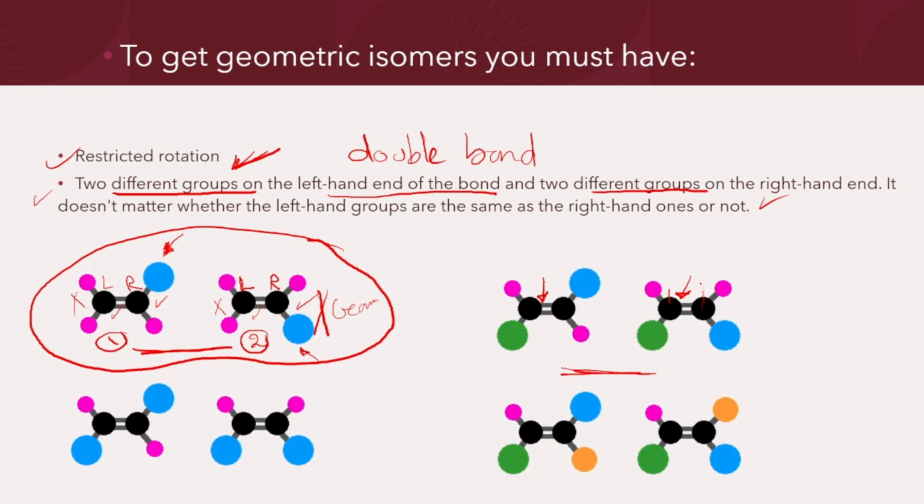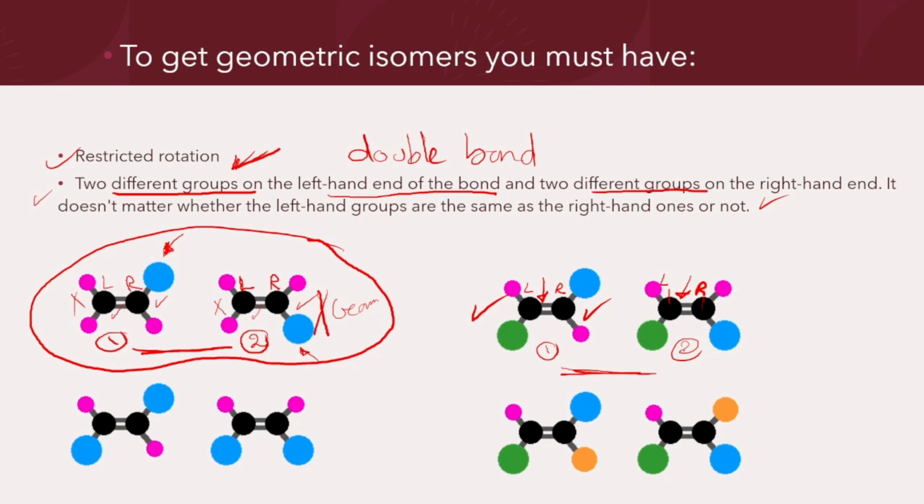Second, let's see the carbons at each side of the double bonds. Do the carbons have two different groups? Let's check compound number 1 and compound number 2. In compound number 1, does the right carbon of the double bond have two different groups? Yes. Does the left carbon have two different groups? Yes. This group is pink and this group is green, so this might be a methyl group and an ethyl group. They're different. So now the two conditions are available here.